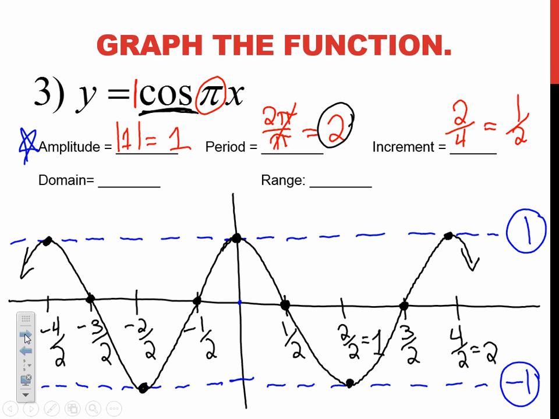Okay, last but not least, let's do domain and range. Our domain, since we can go on forever to the left or the right, is always going to be all real numbers. Range, remember, ladies and gentlemen, it's going to be determined by our amplitude. How far up, how far down we go. So this one, we're going up to 1, we're going down to negative 1. So our range is going to be from negative 1 to 1.